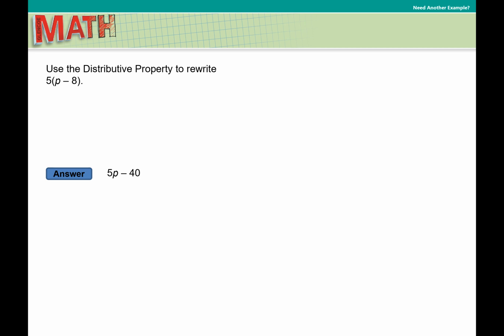Okay, you should have got an answer of 5p minus 40. So 5p, that part is simple, but let's change this to 5p plus negative 8. Okay, so we get 5p plus negative 40, and then we change that into 5p minus 40.